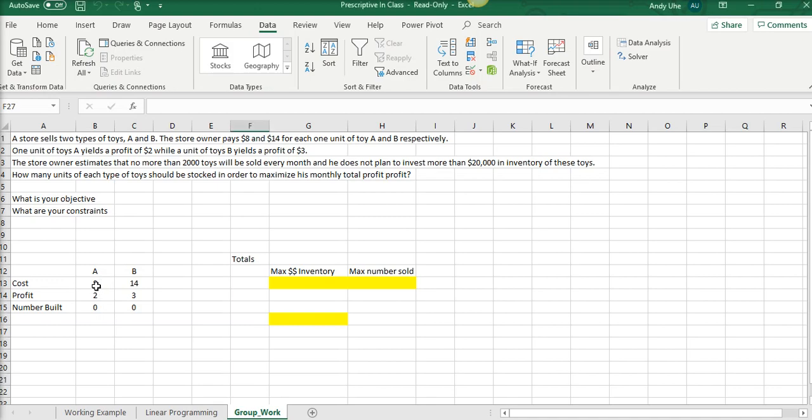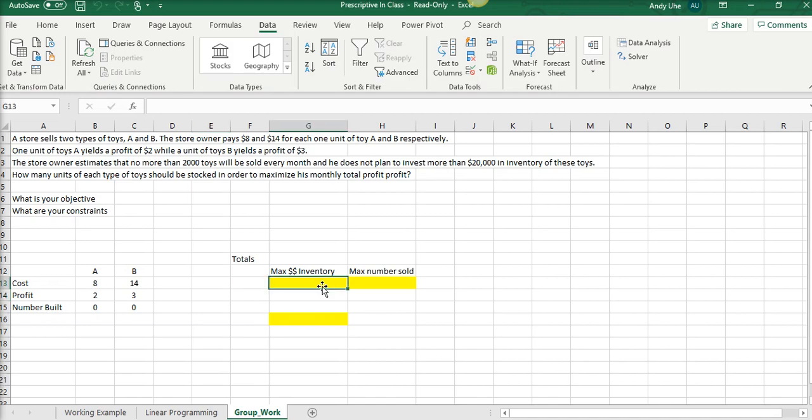You have two products, A and B. They have a different cost, $8 for A, $14 for B, and there's a profit of $2 on toy A and $3 on toy B. We have a 0 and a 0 here, which are going to be variables that we allow our solver to change.